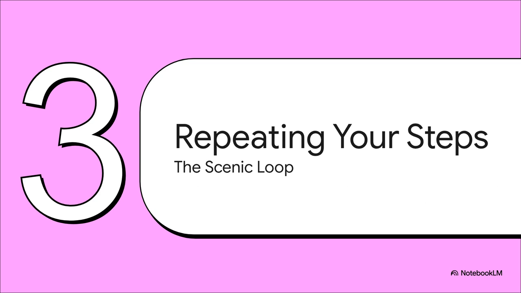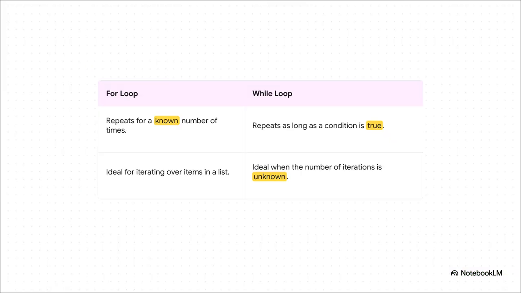Making decisions is awesome. But what if you need to do the same thing over and over again, maybe for 1,000 different items? That's where the real automation kicks in. Let's give our program the ability to repeat itself using loops. And we've basically got two main flavors of loops. For loops are what you use when you know exactly how many times you need to do something, like going through every single item on a grocery list. While loops, on the other hand, are for when you don't know where the finish line is. They just keep running until some specific condition tells them to stop.